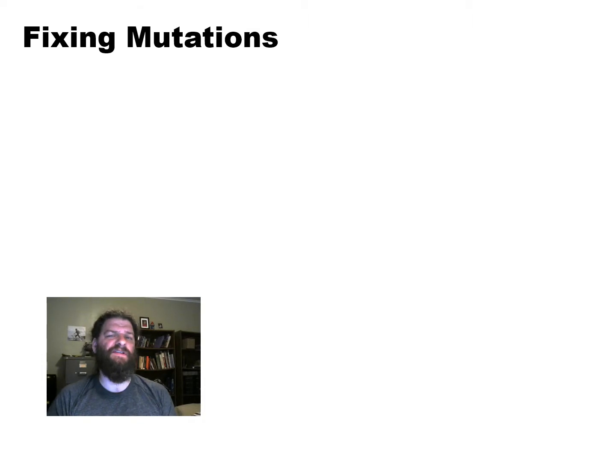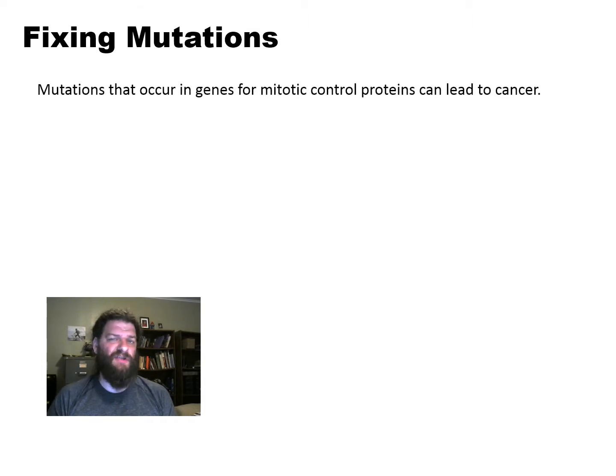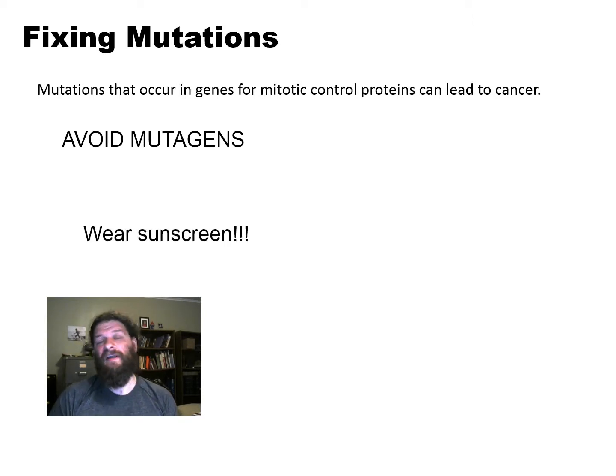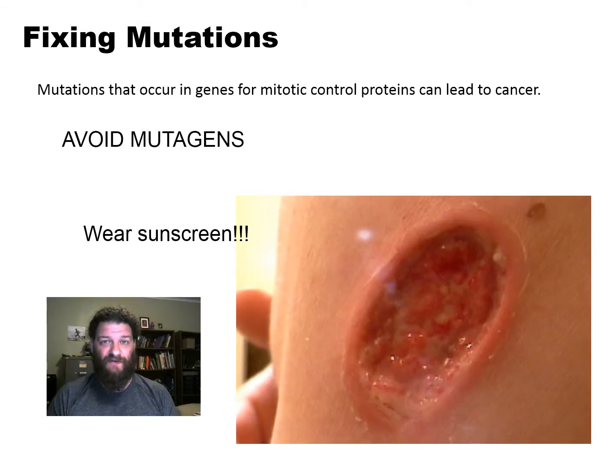If these mutations take place in genes or regions of genes that are involved in mitotic control, well, now these mutations can lead to cancer. And since we can't fix mutations, we really have to avoid mutagens. Number one mutagen that we're exposed to, of course, is ultraviolet radiation. Please wear sunscreen so this doesn't happen to you.